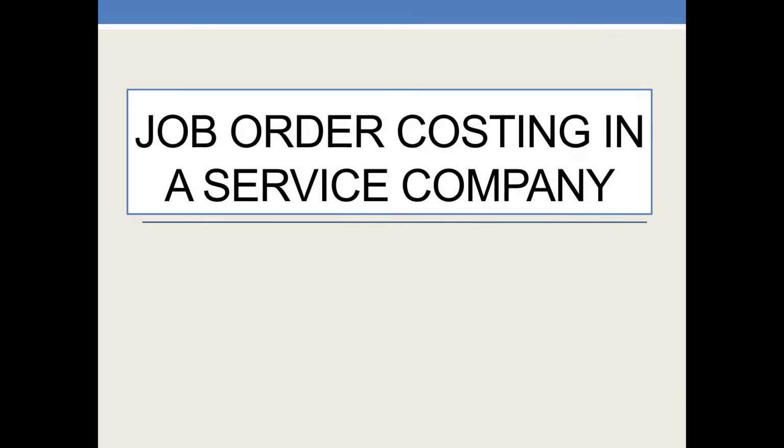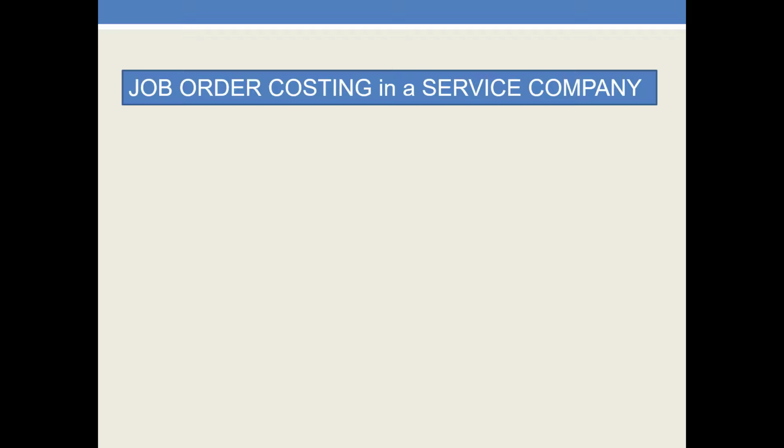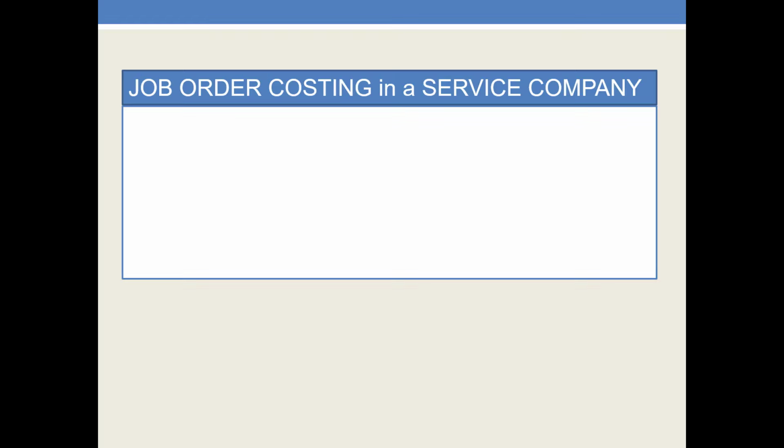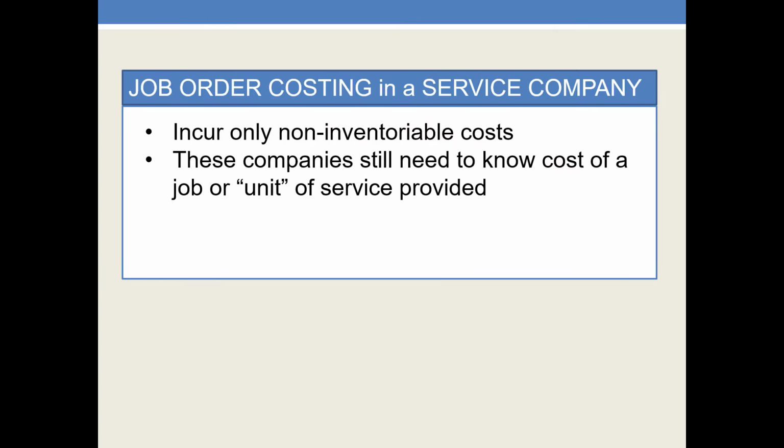Let's take a look at job order costing in a service company. Now here we're talking about consulting firms, engineering firms, architectural firms, accounting firms, and we will find that even though they don't have any inventoriable costs, that is direct material, direct labor, and manufacturing overhead, they can still use the ideas behind job order costing because they would like to know the cost of providing service to the Allen account or just another consulting job.